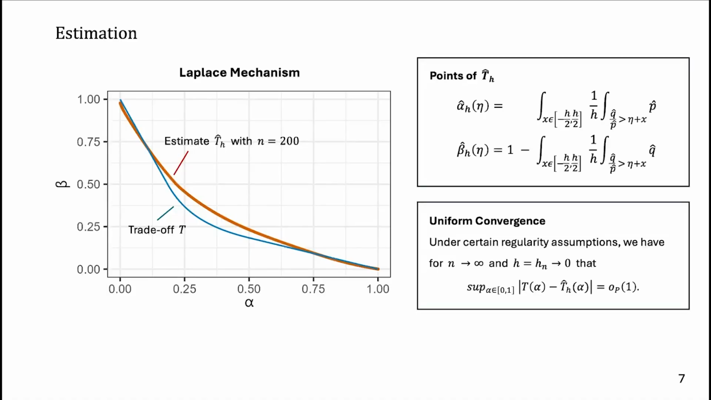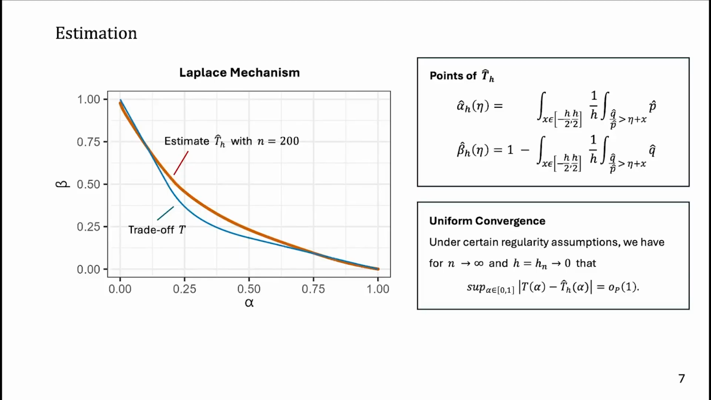Now the points of this trade-off function, or our estimate for this trade-off function, T-hat, can be computed with the help of the formula to the right. And we observe that these points are calculated dependent on our threshold eta that we use to define our likelihood ratio test. So in practice, if we want to obtain an estimate for the entire curve, we would then compute these points for a range of eta values.